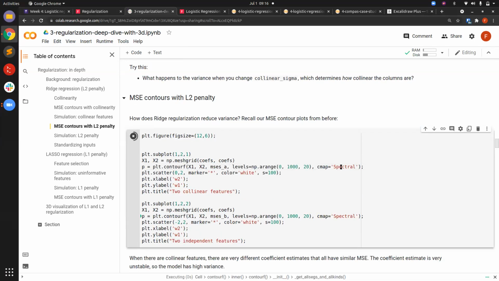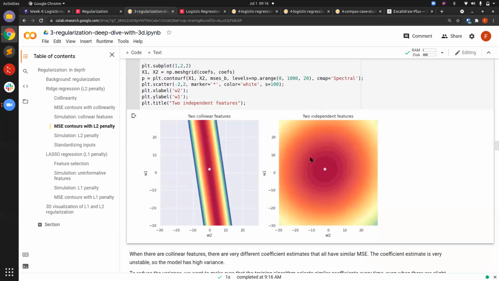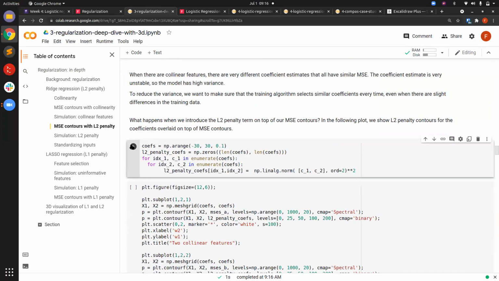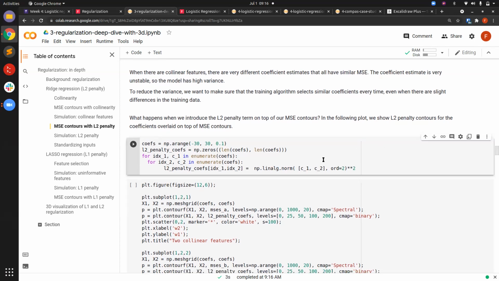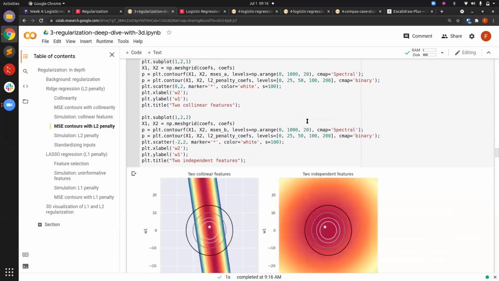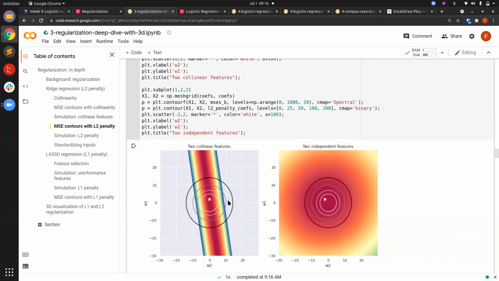So let's see how this all changes when we add our L2 penalty. So we had these mean squared error contour plots from before. This is a case with, let's say, collinear features. This is a case with independent features. And now we're going to compute the L2 penalty term on top of our mean squared error contours. And we're going to plot it. Okay. So now we're overlaying this penalty, these black and white contours on top of the mean squared error contours.